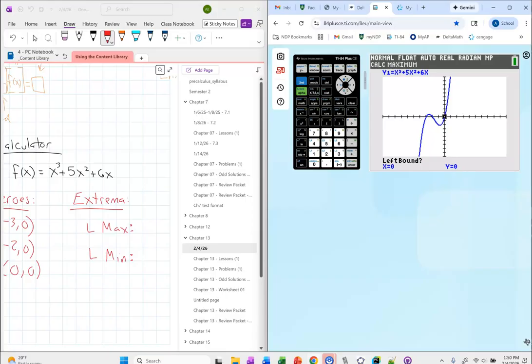So if this is my local maximum right here, my left bound I want somewhere to the left of it. My right bound somewhere to the right of it. I only want one extrema in between. So I'm just going to move my cursor so that the only maximum in between there is just the one. And then I'll hit guess, and there's my answer. We'll round that to 2 decimal places.